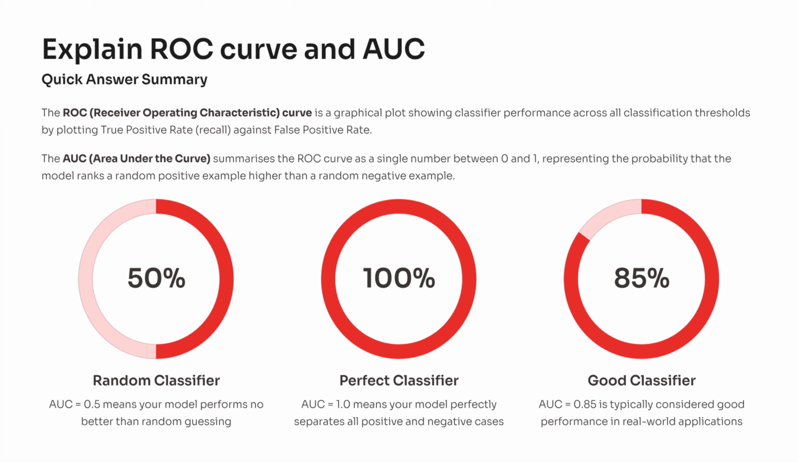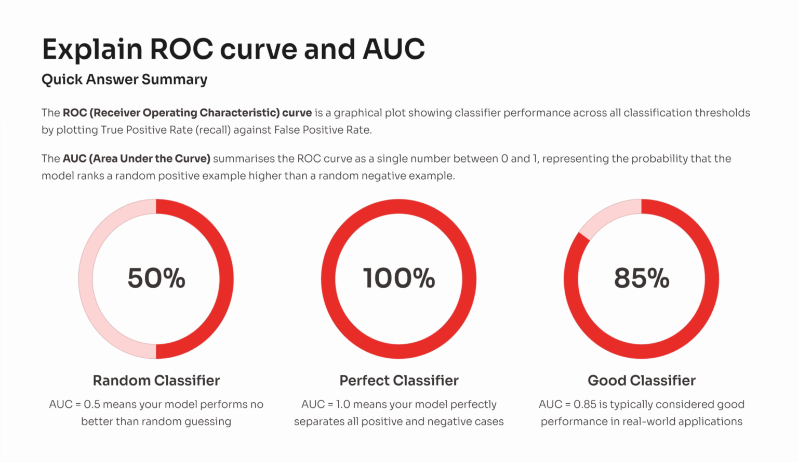The ROC curve, or Receiver Operating Characteristic Curve, shows how well your classification model distinguishes between classes. In other words, how good it is at separating positives from negatives. It does this by plotting true positive rate on one axis and false positive rate on the other, across every possible threshold your model could use to decide what's positive.